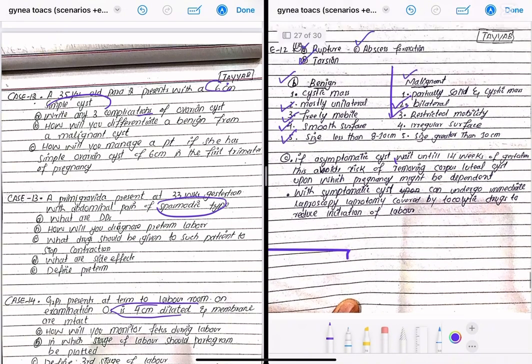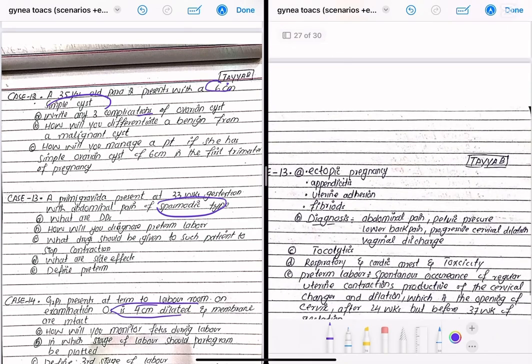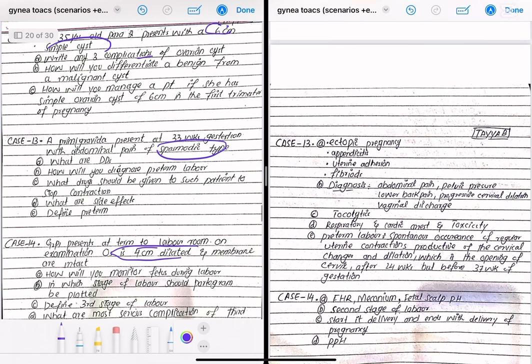Now coming towards case number 13, in which the question is that there is a primigravida present at 33 weeks of gestation with abdominal pain of spasmodic type. So what are the differential diagnoses?